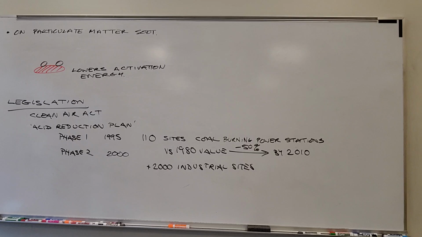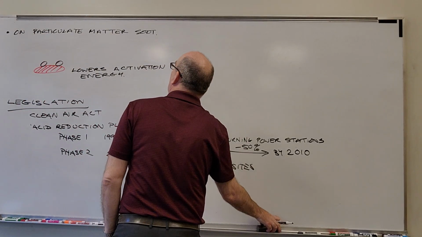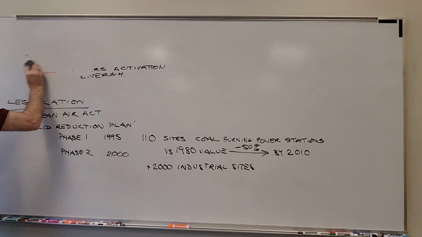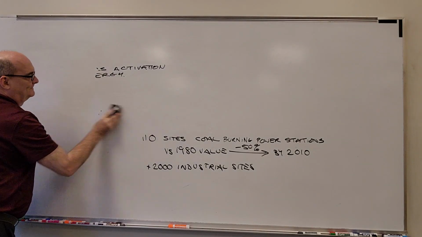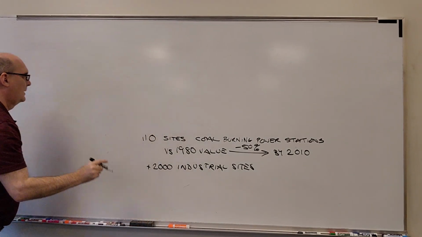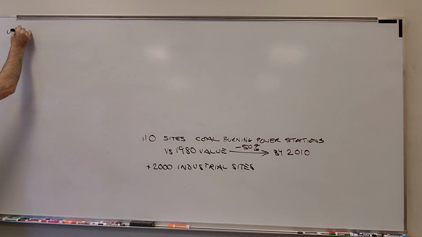So in 2010, they had reduced sulfur dioxide emissions to 9 million tons. That's a lot. We used to be twice that much. And the way that they did it is a couple of things that we've already seen. The plan utilizes this.